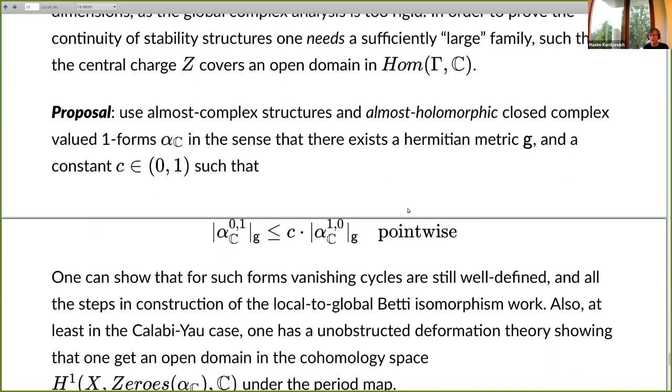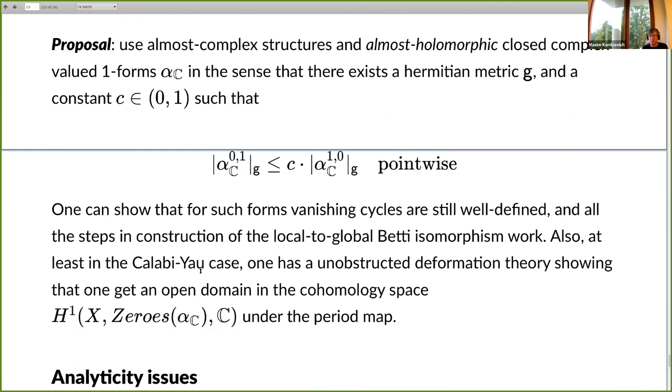Now, for example, if it's a purely holomorphic form, it means that the (0,1) part vanishes. So the strictly dominating part is the (1,0) part. And this is a really very, very nice class of forms. First, one can prove that if you locally write it as the differential of some function, the critical values will be isolated. So one can speak about vanishing cycles. And then, in fact, all steps in the construction of the local to global beta isomorphism work. So it's a very soft notion.